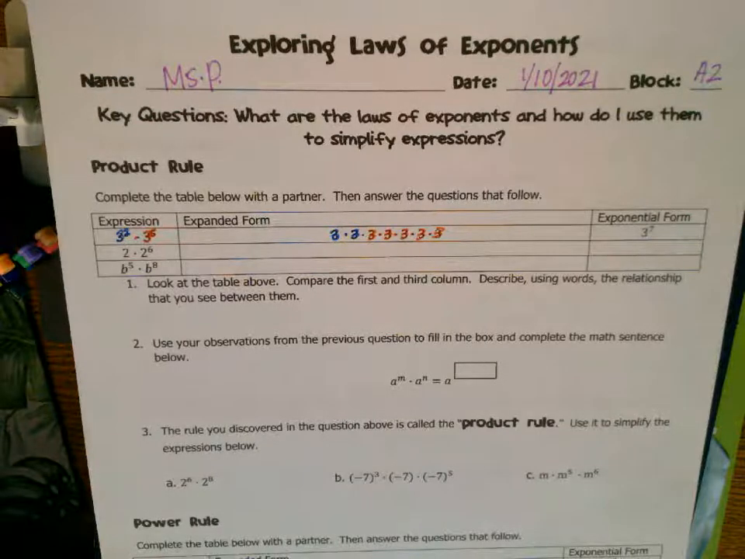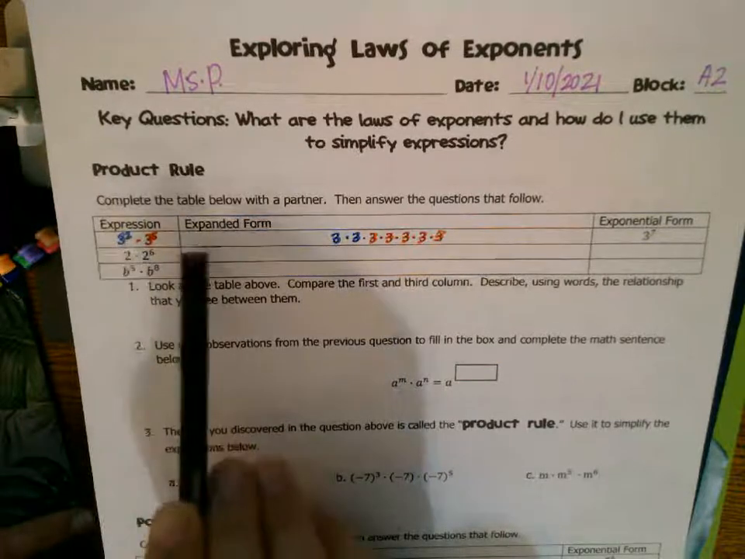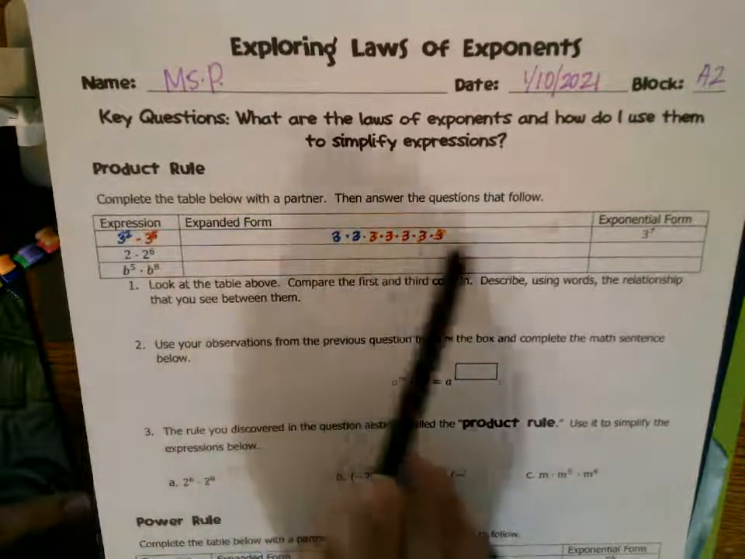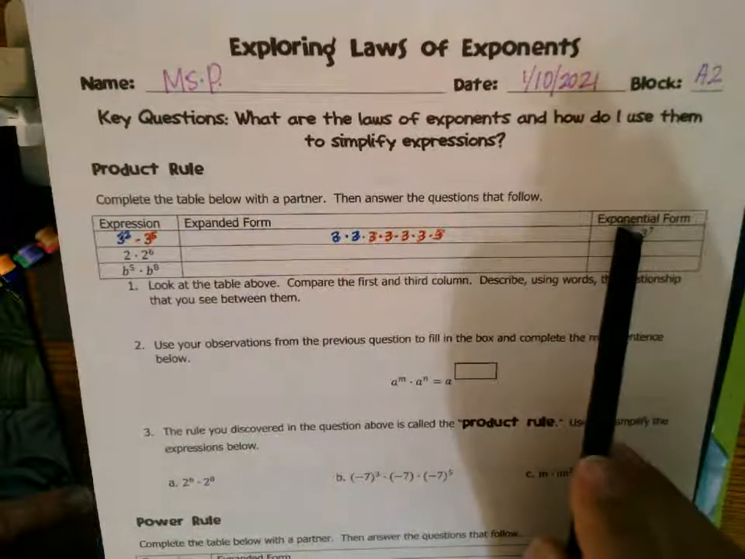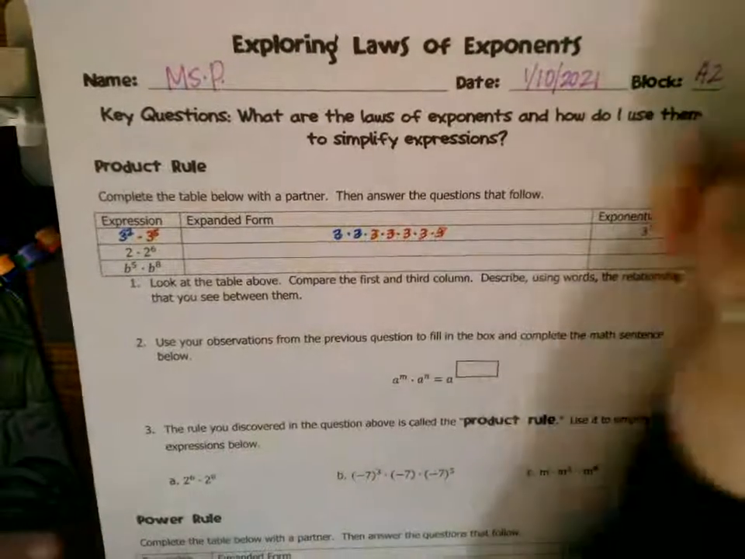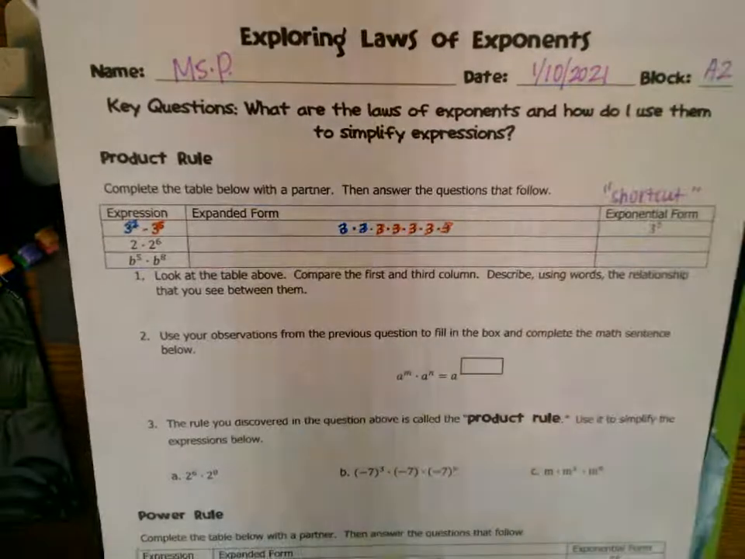Product rule. Okay, so there is a law of exponents that tells us about the product rule, but we're actually going to complete this table and answer the questions that follow to help us come up with the rule that represents the product rule. So you'll notice in the table here we have an expression that's given to us, and then we have an area where we need to expand the expression. It's the expanded form part of it, and then we need to come up with what's called the exponential form, or I like to call this the shortcut, but it's definitely exponential form.